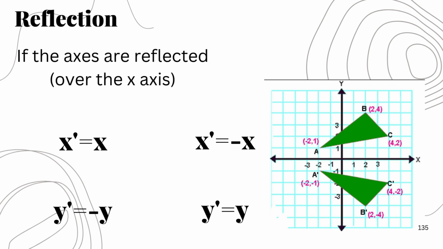Reflection about the x-axis: the x coordinate remains unchanged. The y coordinate changes its sign. If the original point is (x, y), the reflected point is (x, minus y). Reflection about the y-axis: the y coordinate remains unchanged. The x coordinate changes its sign. If the original point is (x, y), the reflected point is (minus x, y).